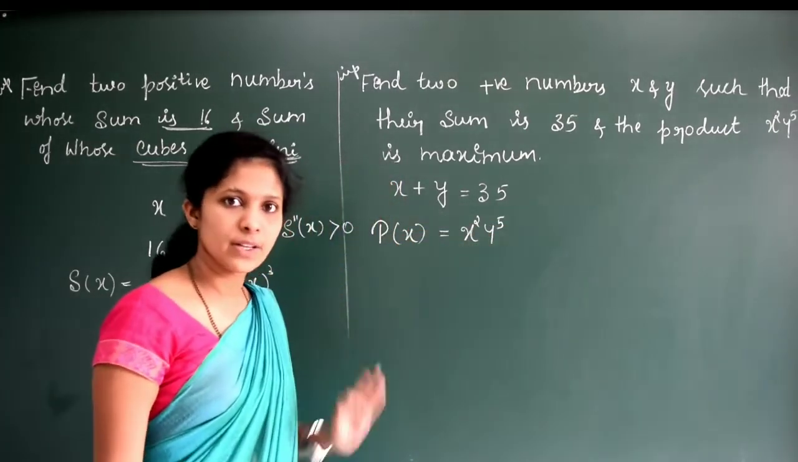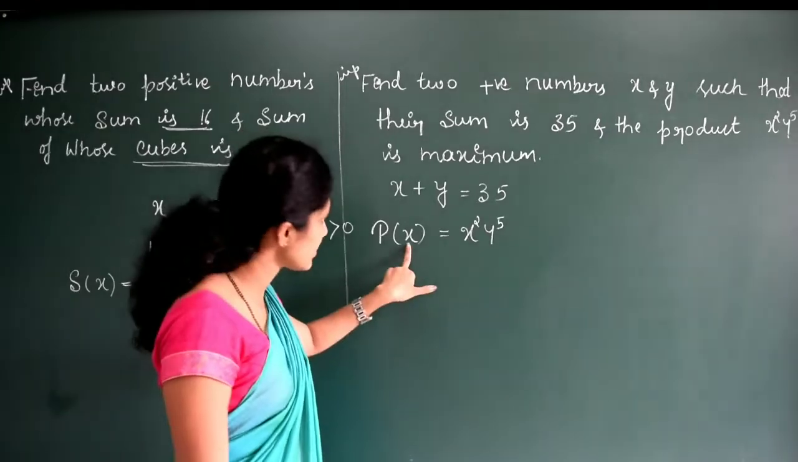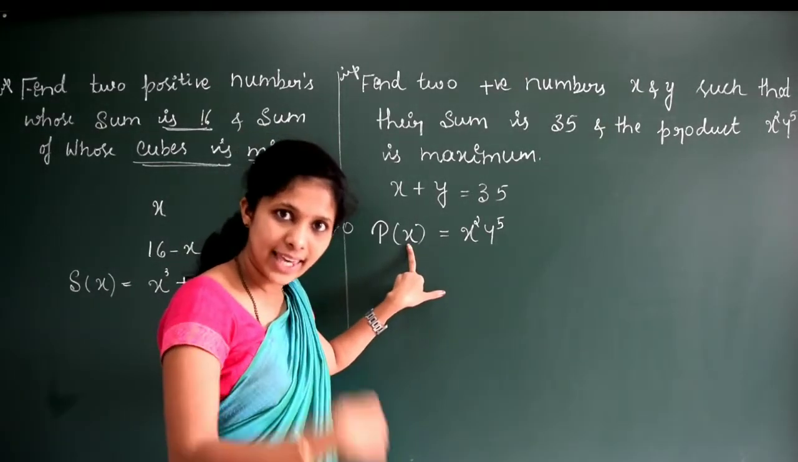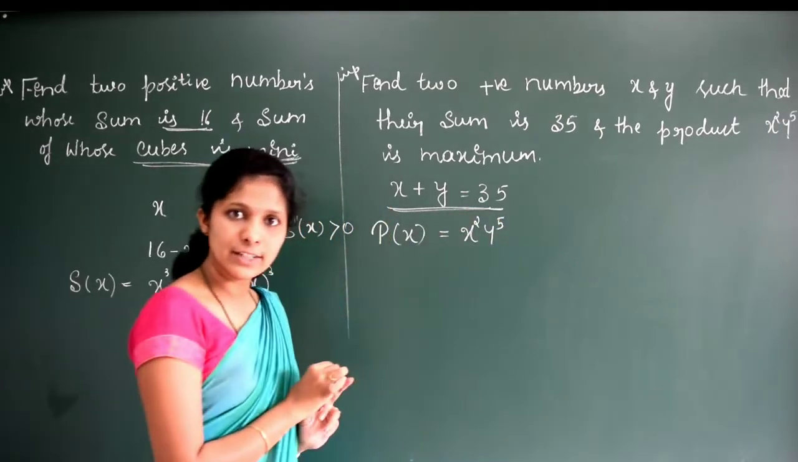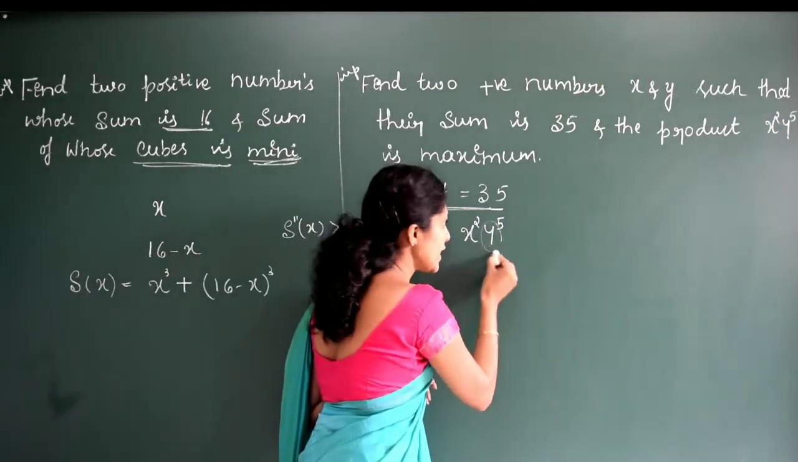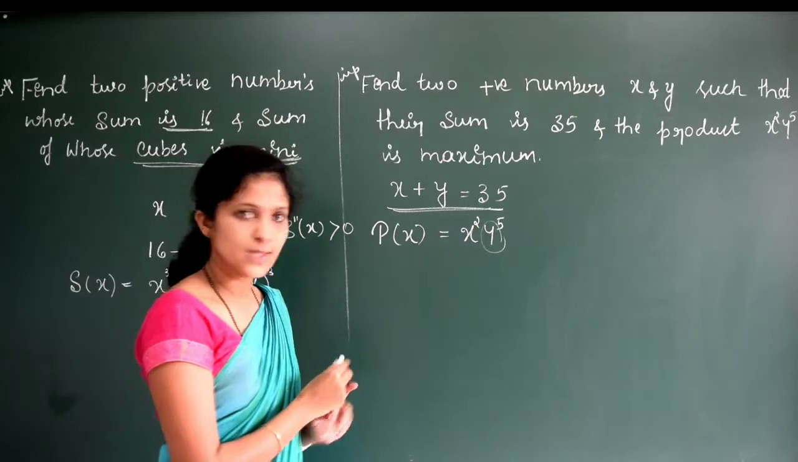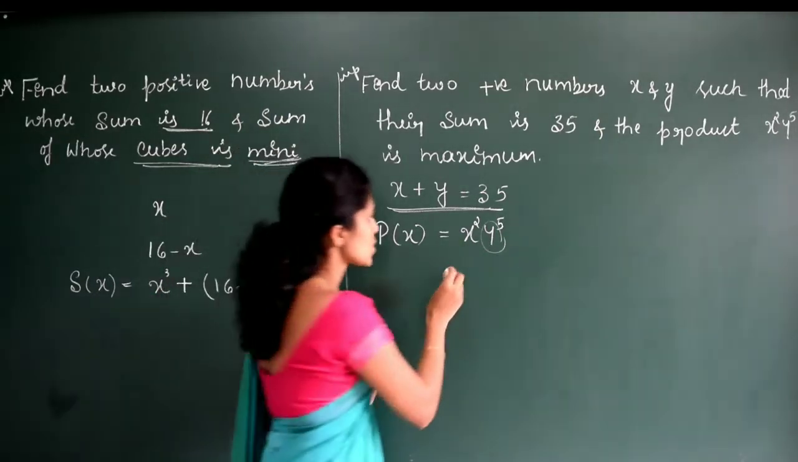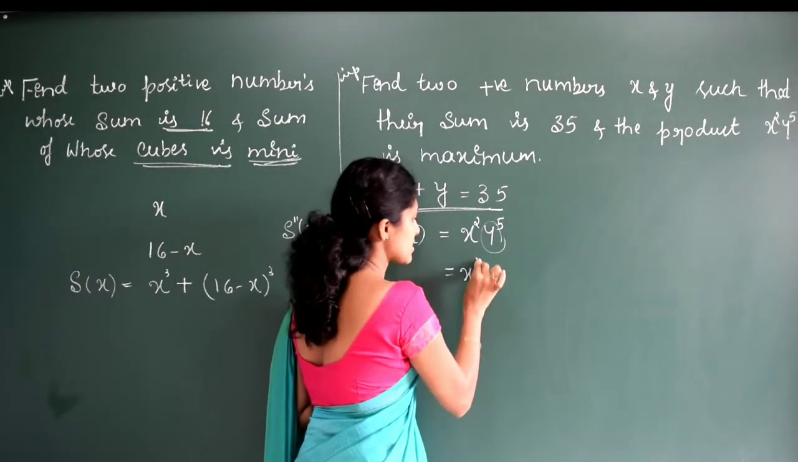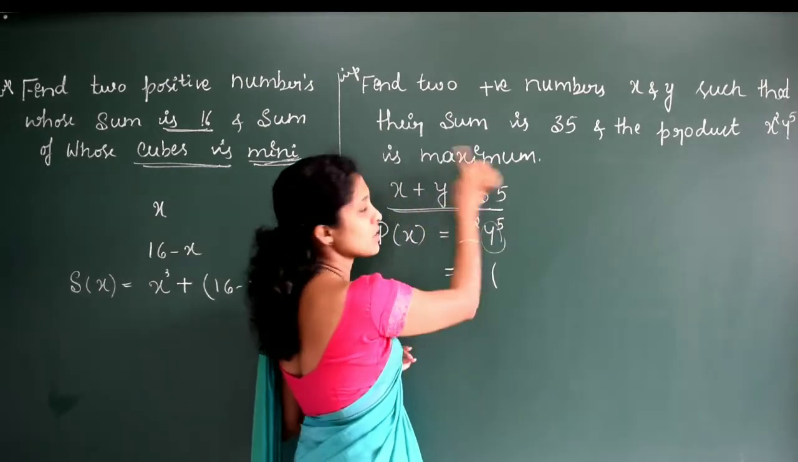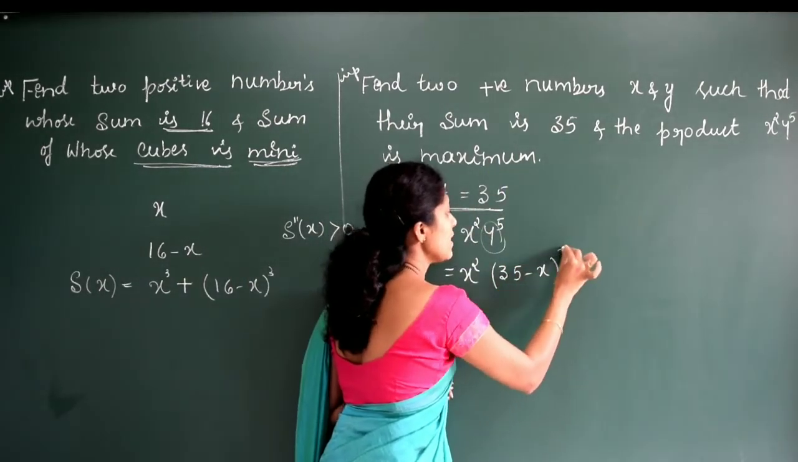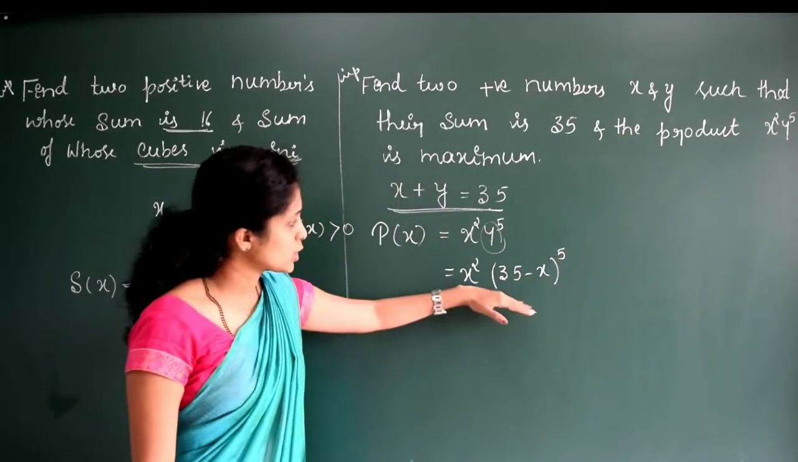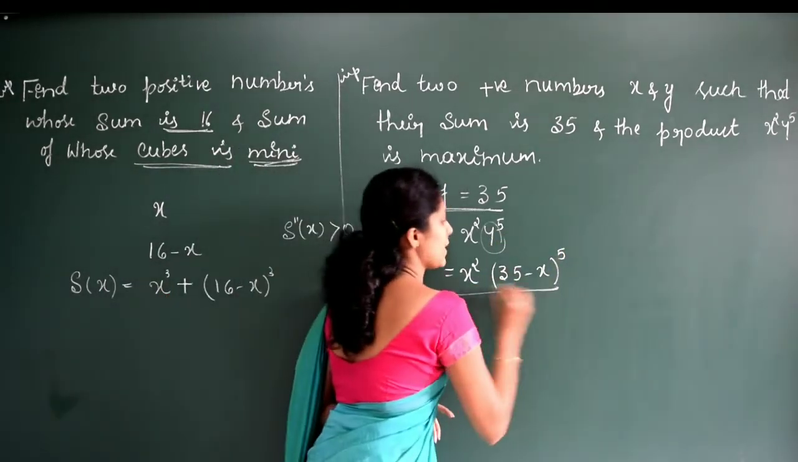Now, to find this, we need to differentiate, right? Here we have considered x, and we have x plus y is equal to 35. So convert this y into the x form, so that everything will be in the x form. I can write this as x square into y, which is now 35 minus x, so 35 minus x whole to the power 5. Now here two functions are there, so you need to apply the product rule.